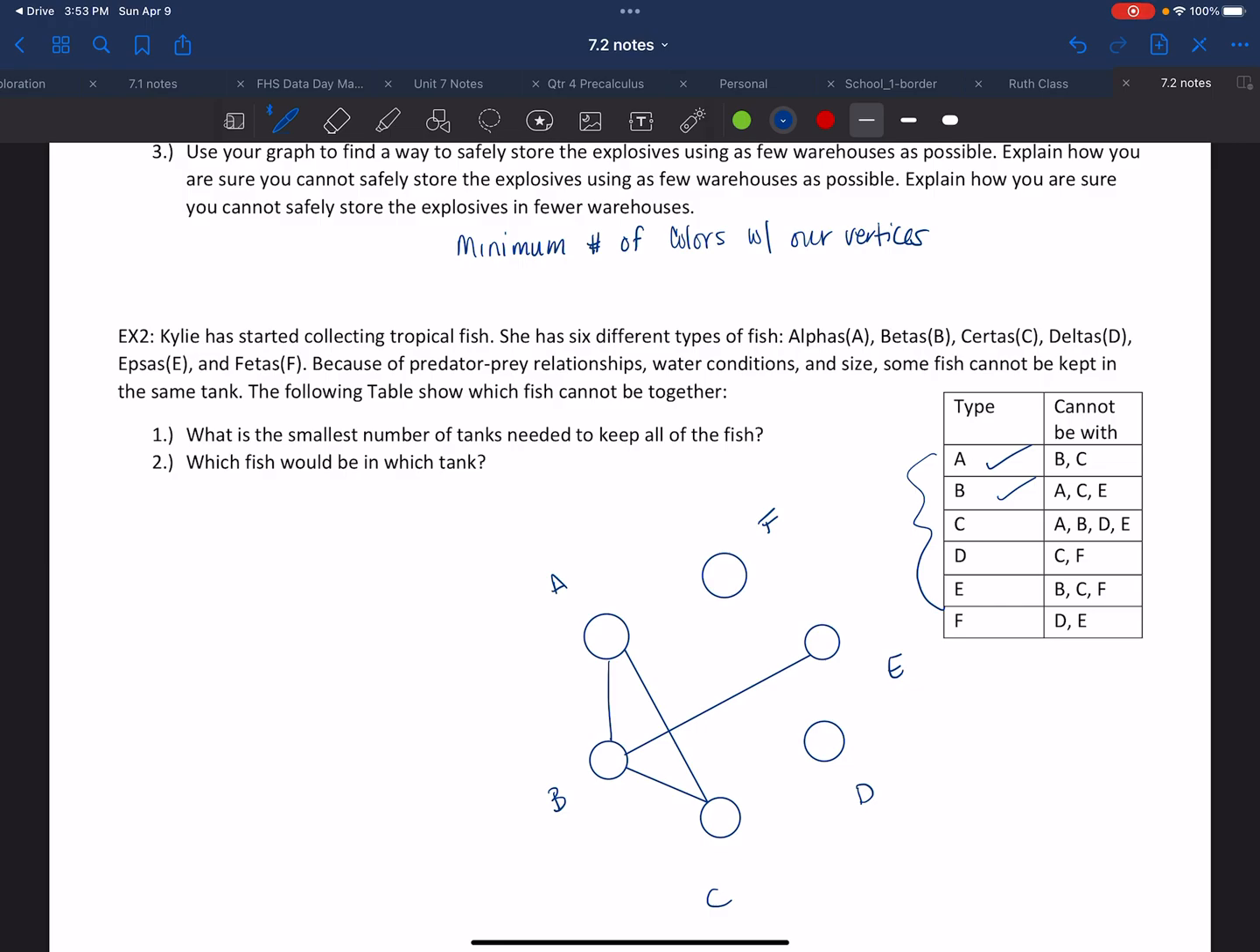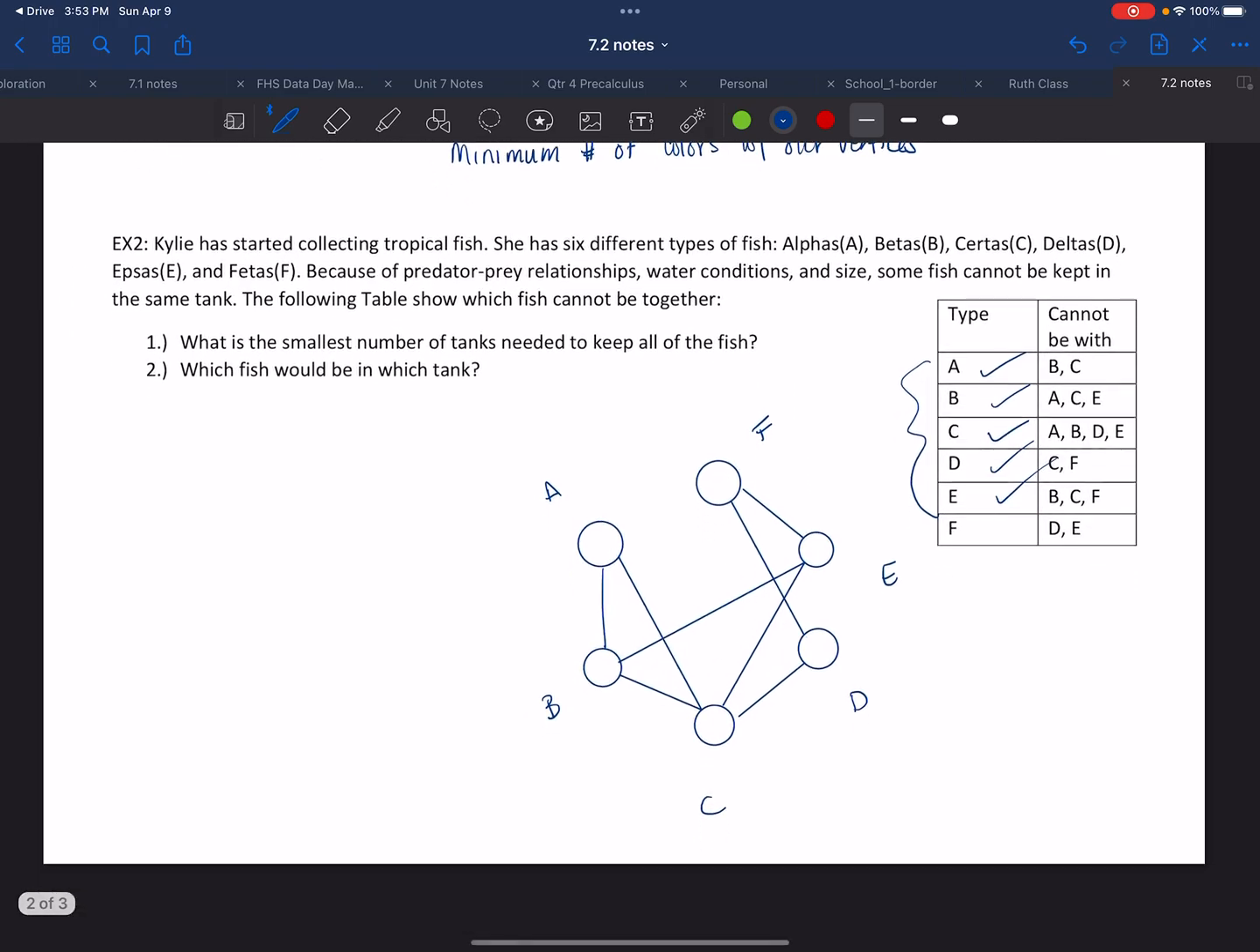C cannot be with A, B, D, or E. D cannot be with C or F. So C and F are off limits. E cannot be with B, C, or F. So we've got that. And then F cannot be with D or E. So it looks like we've got our relationships here.